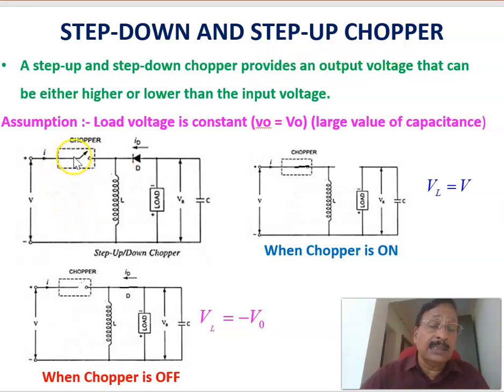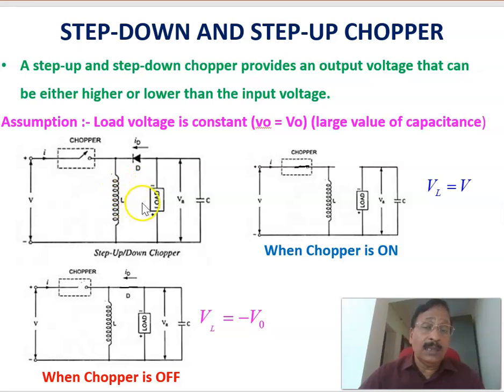And here the chopper switch is that. And here is the inductor, and the diode direction is in this direction, and this is the load. And of course, to make the output voltage constant, we are connecting a capacitor also. This is the circuit topology of a step-up, step-down chopper.